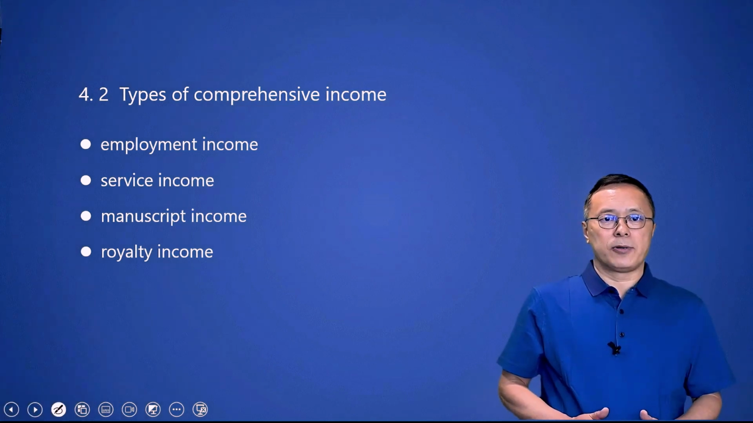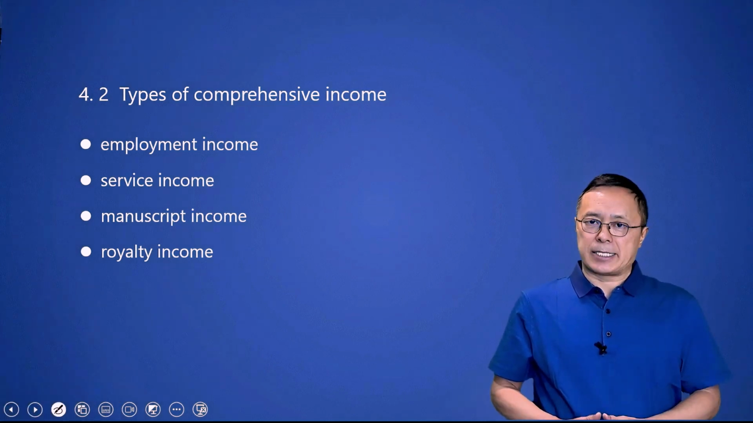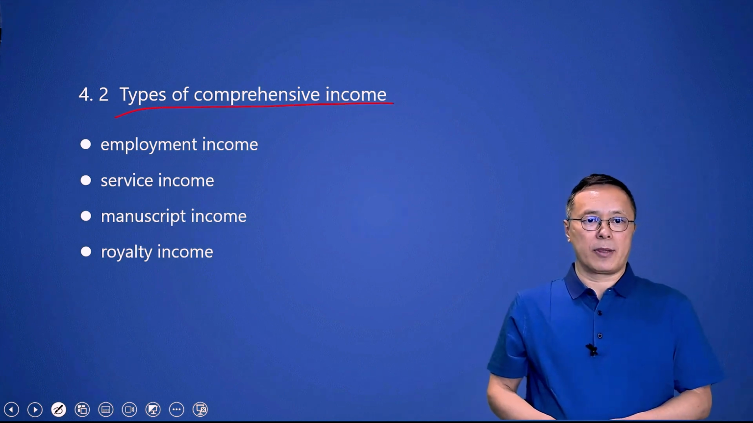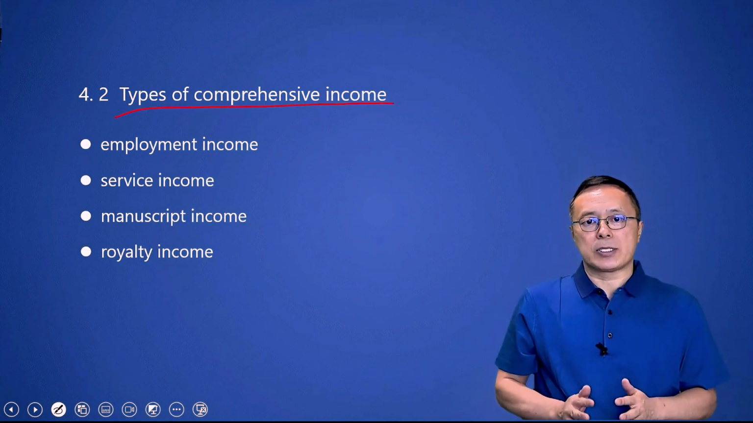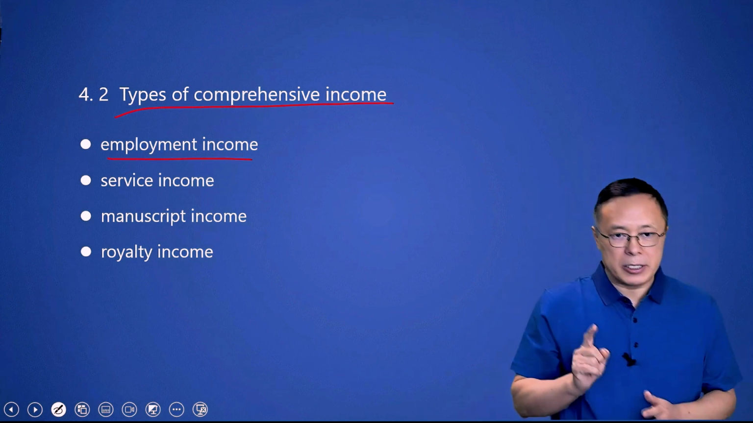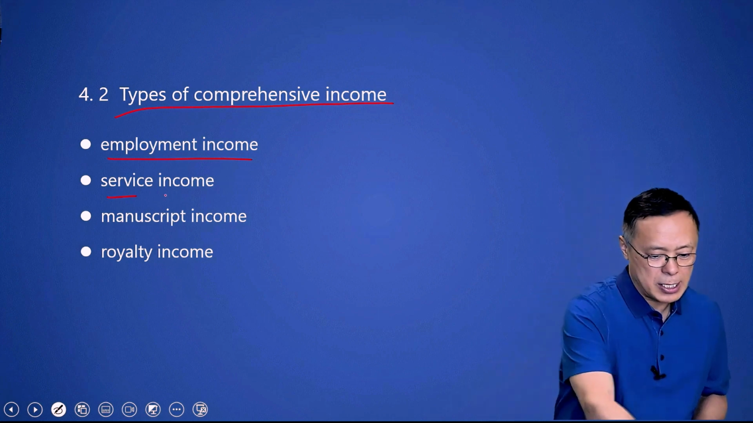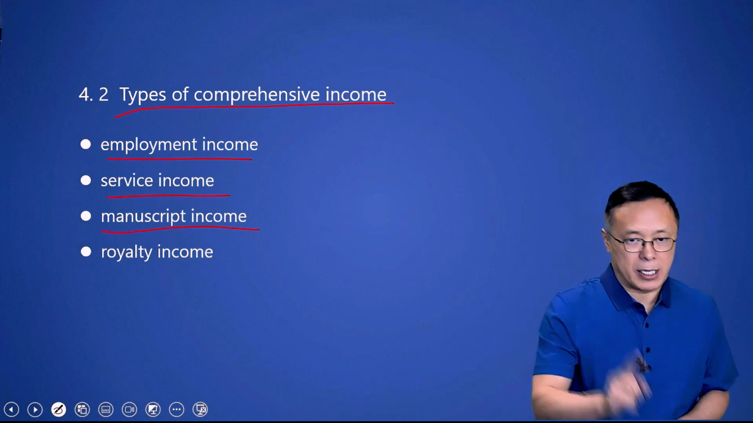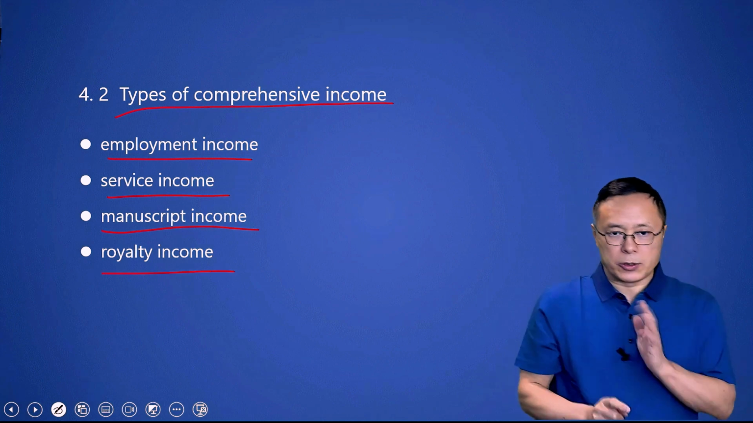So let's first look at which belong to comprehensive income. Types of comprehensive income. Comprehensive income includes the following four categories. Number 1, employment income. Number 2, service income. Number 3, manuscript income. And number 4, royalty income.